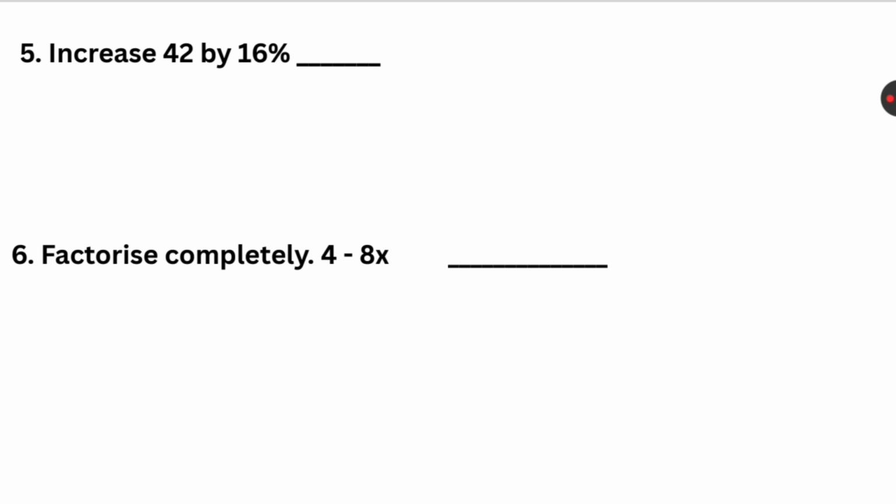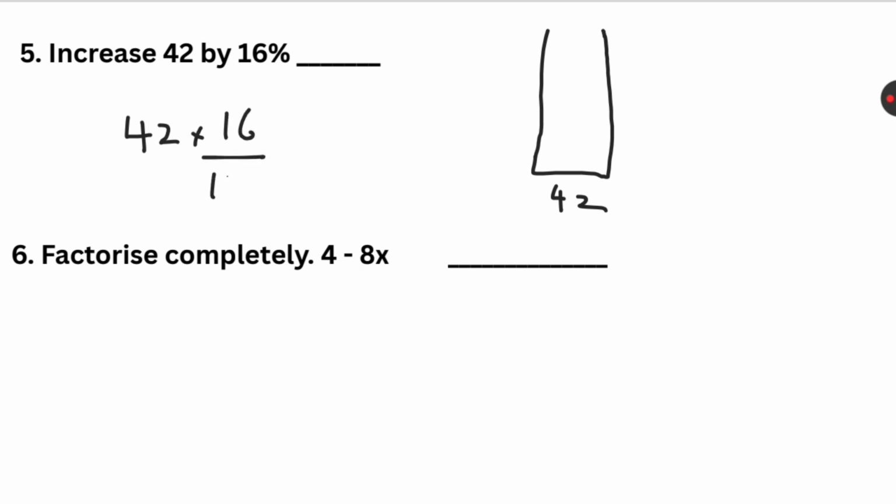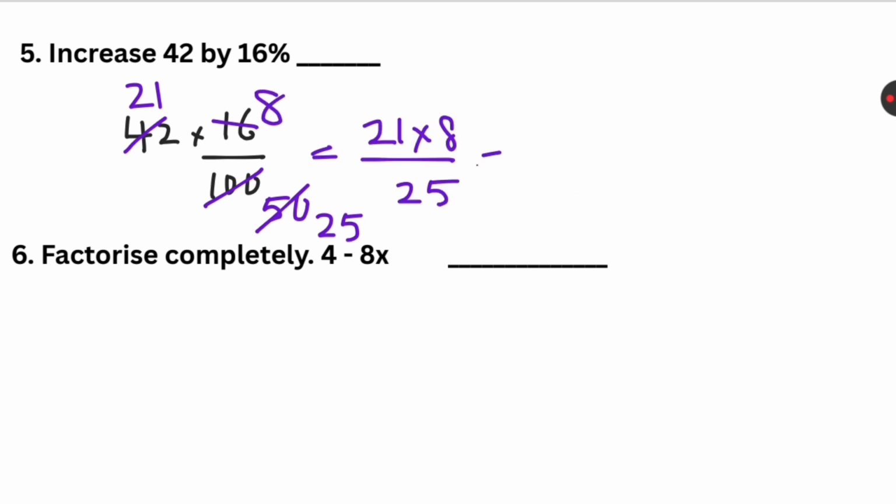Increase 42 by 16%. Suppose we have a 42. So this is the 42. How much is increased? We need to find out. So increase 42 by 16%. 16% is nothing but 16 divided by 100. 2 50s are 100. 2 21s are 42. 2 25s are 50. 2 8s are 16. So 21 times 8, which gives 168, divided by 25.